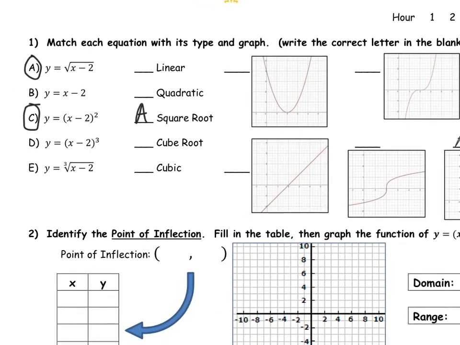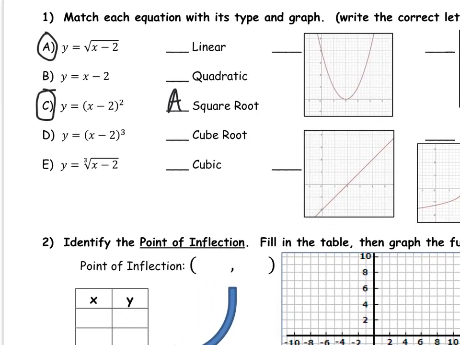This one's not square root, there is no radical, so we know it's also not cube root. And because we can see that that quantity is squared, that is a quadratic function. So the quadratic function is C, and we know that quadratic functions make parabolas similar to this graph right here. And so this is our quadratic graph.